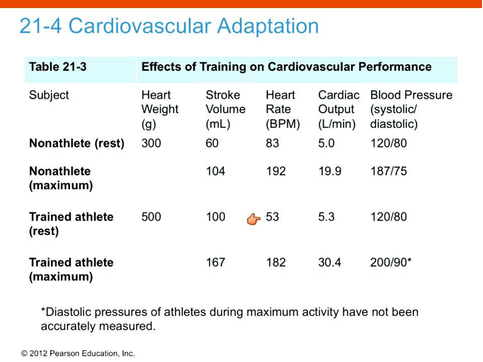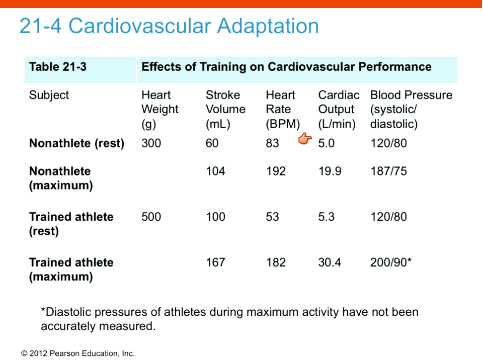Beats per minute, non-athletes usually have more beats per minute than athletes. Athletes have between 53 and 60. People that are not in good shape have higher beats per minute. If we get to the maximum heart rate, notice that the non-athlete has more beats per minute at their maximum than the athlete does. And once again, that relates back to the efficiency of the heart being able to beat with fewer beats per minute and move higher amounts of blood.